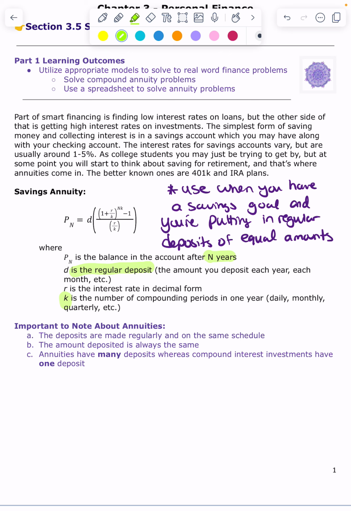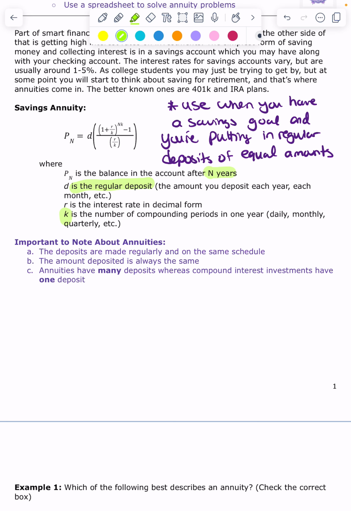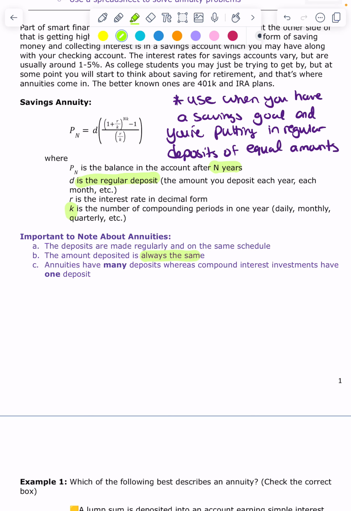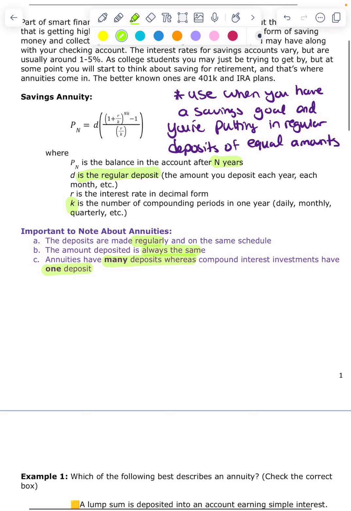Most of the time you can use your spreadsheet to solve these, but we'll see an example later on of problems where you wouldn't be able to use the spreadsheet for these. So important things to note about annuities are that in an annuity, the deposits are made regularly and on the same schedule. The amount deposited is always the same. So regular, always the same. And then annuities have many deposits, whereas compound interest investments only have one deposit.